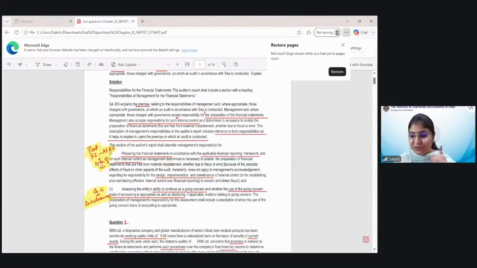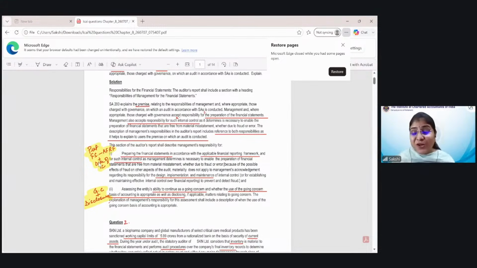So what were the responsibilities? Number 1, preparation of financial statements as per applicable financial reporting framework, plus the design, implementation and maintenance of internal control. This is the crux. Okay, now how are you going to elaborate? Students, I am telling you the crux. Why? Because this is what you should be remembering, that what is the responsibility. Number 1 pointer, preparation of financial statements, which is the most primary objective, isn't it? Preparation of financial statements as per applicable financial reporting framework along with the design, implementation and maintenance of internal control.